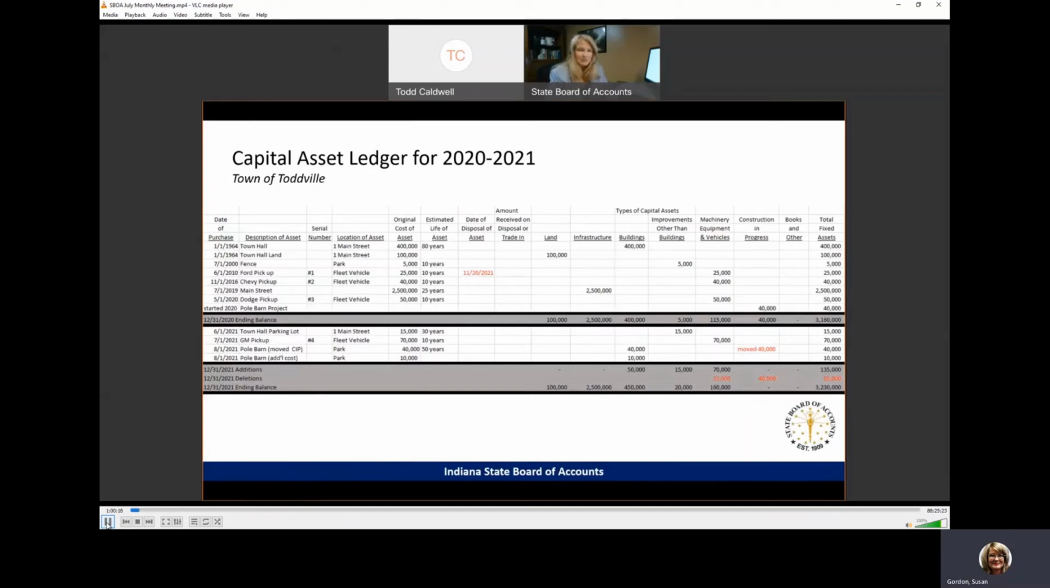As Todd said, when you're entering this information on your capital asset ledger, you're going to go ahead and write in the date of purchase, your description, any kind of identifying number, where the asset is located, how much it cost originally, whether you have that paperwork or you have to estimate that, what the useful life is, and so on. So that's the information that we'll be looking at here.